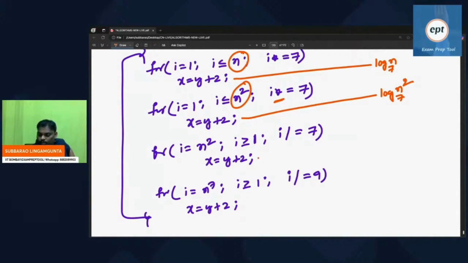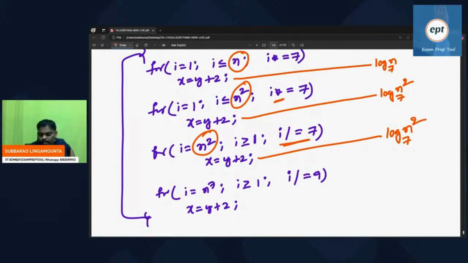Now what about this one? Let me check. Log n square base 7. What about this one? Same thing. Always divide by 7, log n base 7. If n square is there in place of n, log n square base 7.